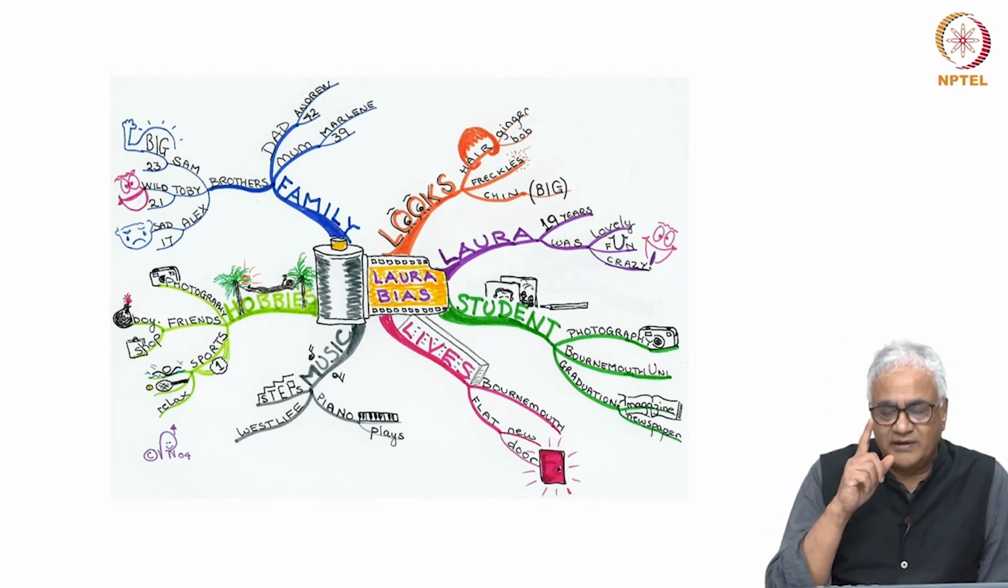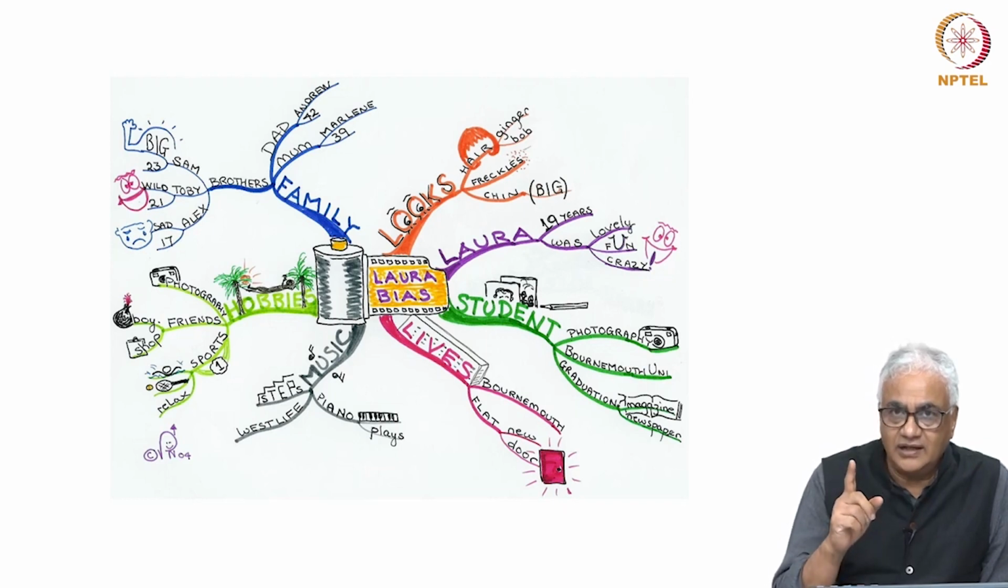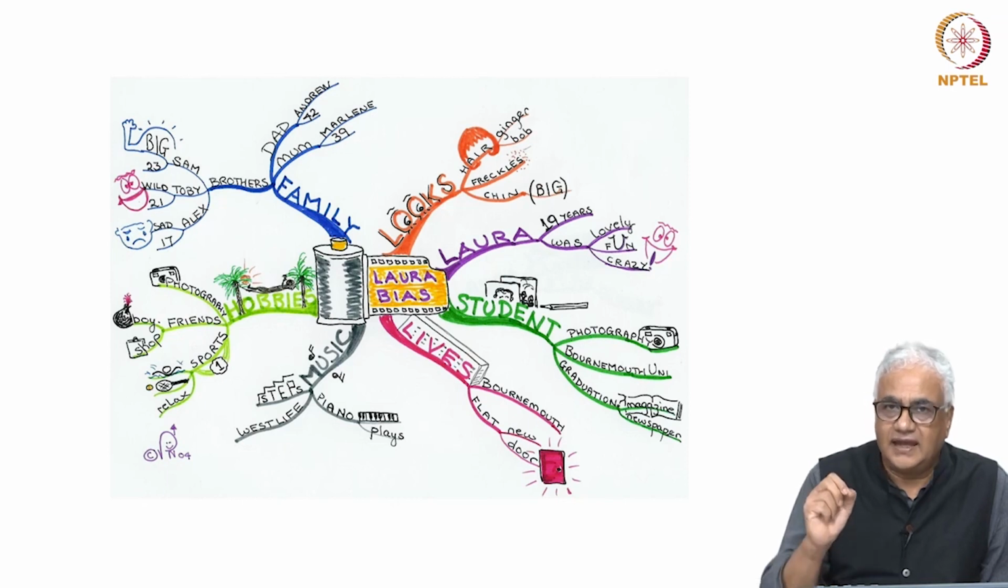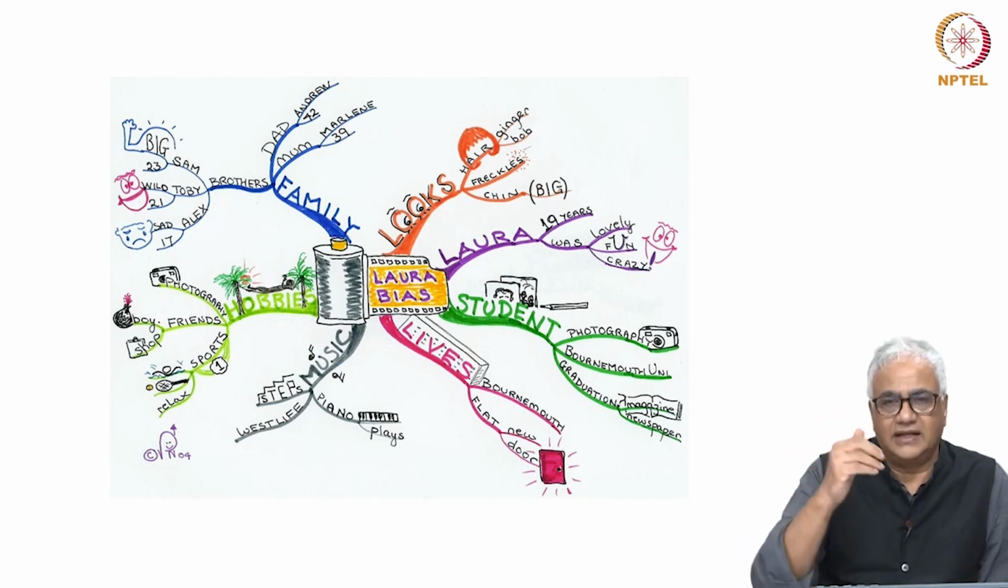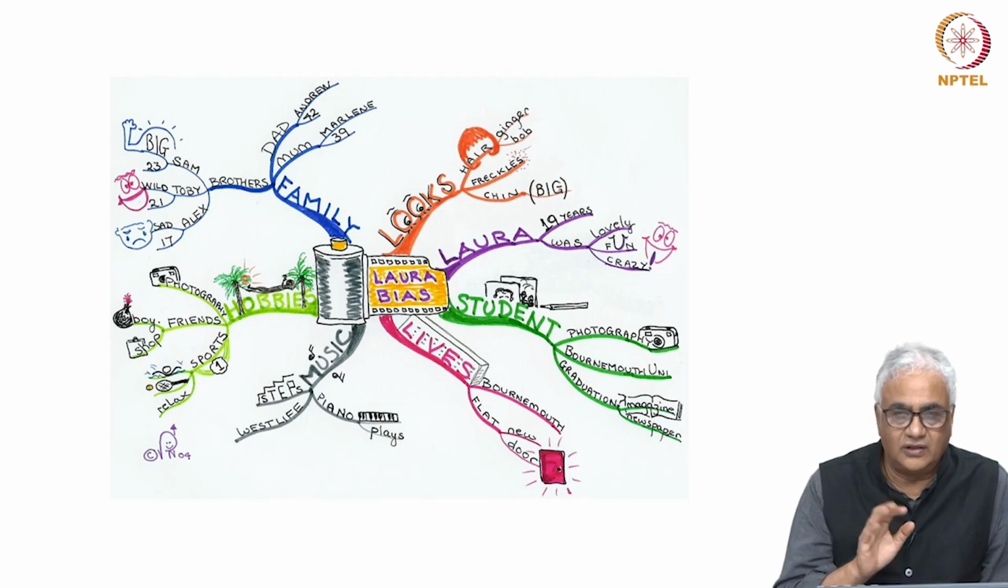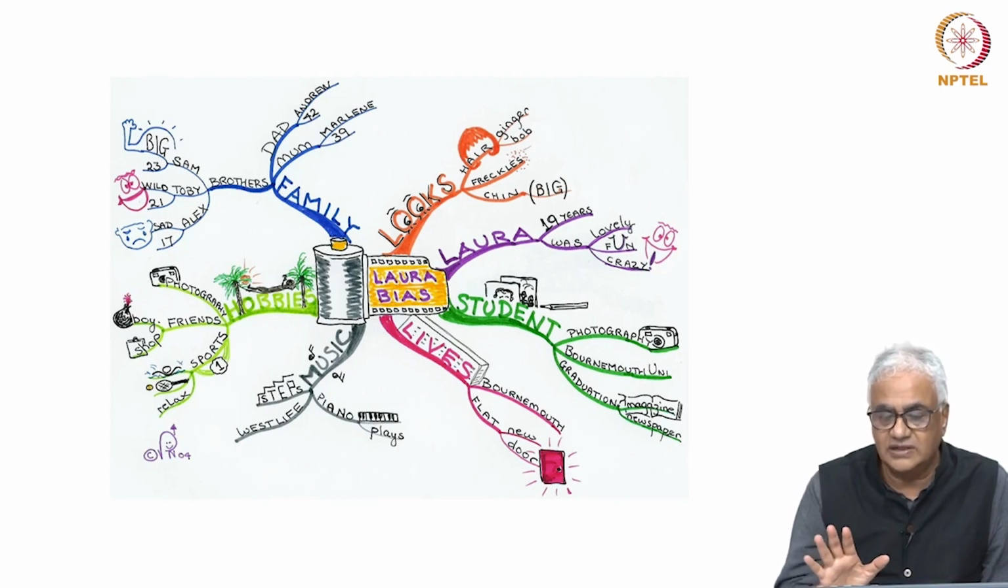So, rule number 4 is that there's only one word, no 2 words. And the word is on top of that thick line. So, Laura Bias: looks, Laura, student, live, music, hobbies, family. That's done. Then what happens?